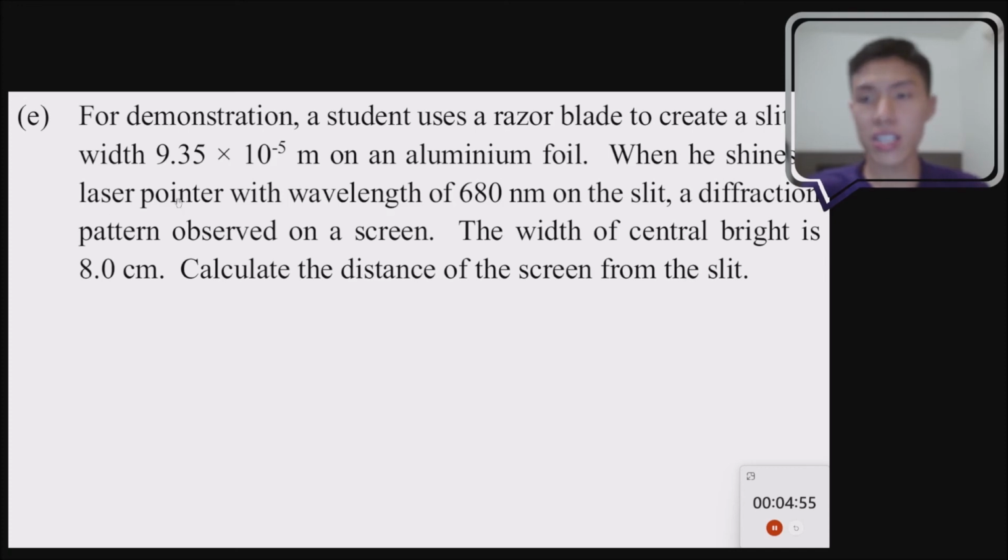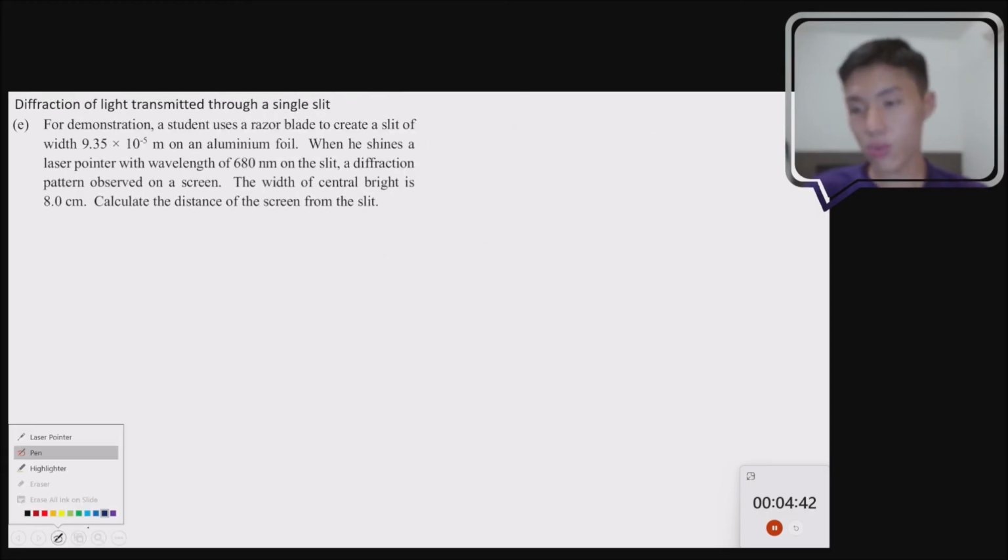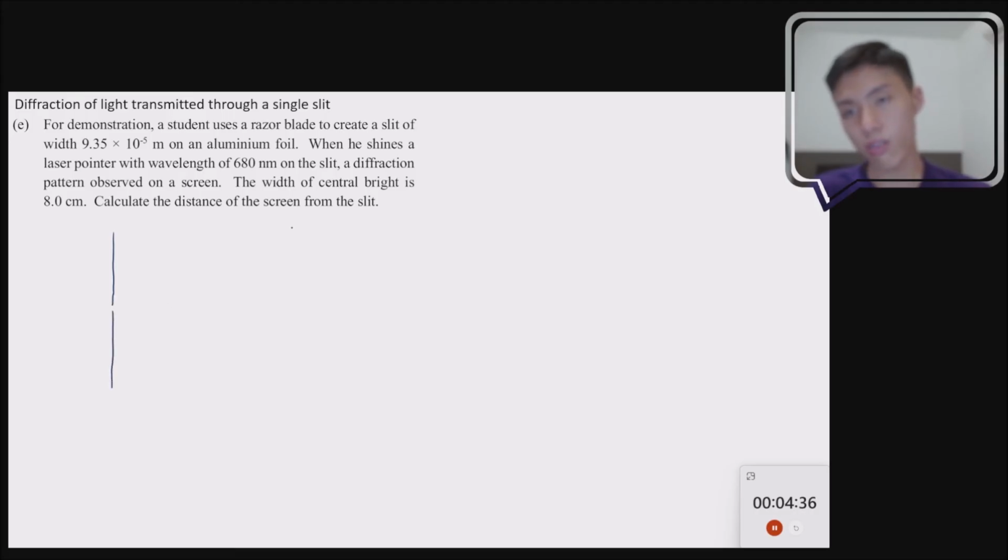When he shines a laser pointer with wavelength of 680 nanometer on the slit, a diffraction pattern is observed on the screen. The width of the central bright is 8 cm. Calculate the distance of the screen from the slit. Maybe I'll sketch the situation to illustrate how everything pieces together. So this is a single slit, so I'm going to put one single slit on the slit side. So this is the slit. This is the screen.